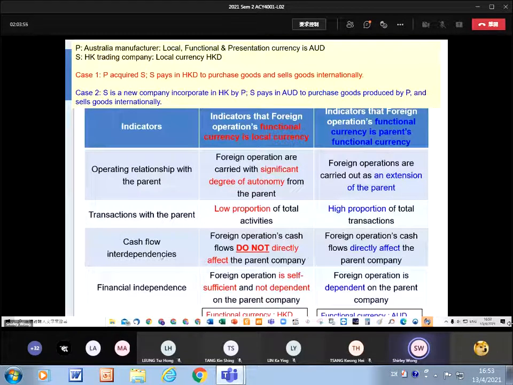How about the cash flow interdependence? Under case 2, because the subsidiary needs to pay AUD dollars to purchase the goods from P, if S has a problem paying the AUD dollars to Australia, then Australia's cash flow will have a problem. Finally, we will say that the foreign operation's cash flow will directly affect the parent company. If the subsidiary does not have enough money to pay, then the parent company will suffer from cash flow risk. However, under case 1, there is not a high proportion of total activity between the holding company and the subsidiary. We will say that the foreign operation's cash flow does not directly affect the parent company because its proportion of transaction is quite low.